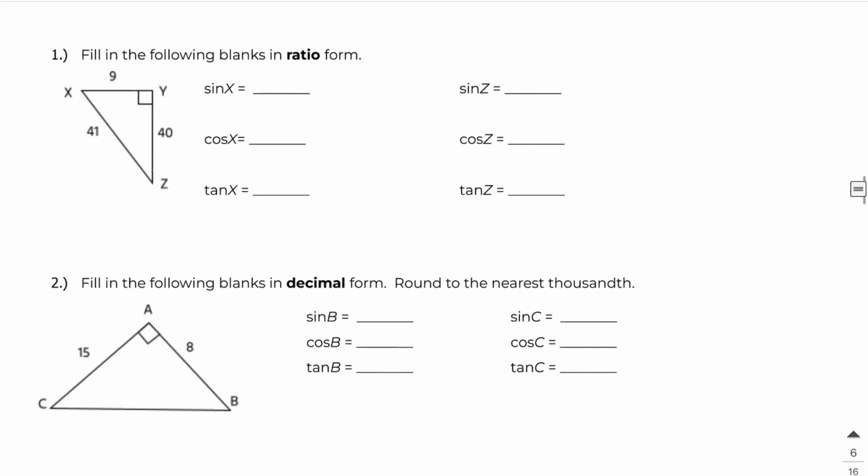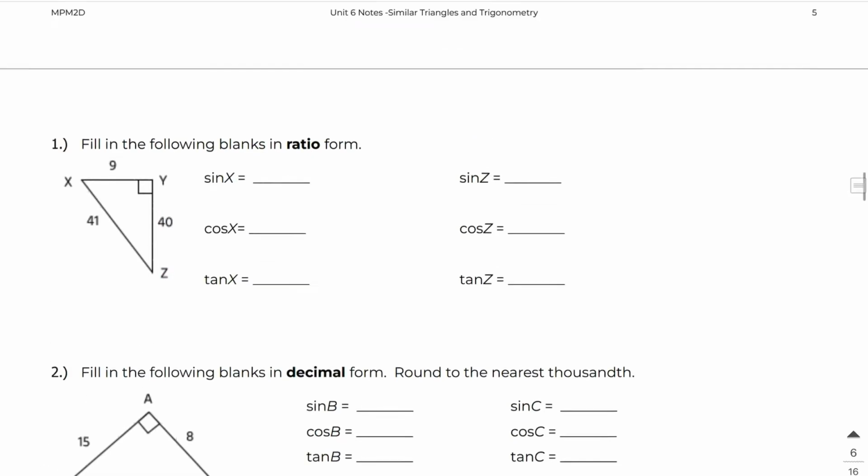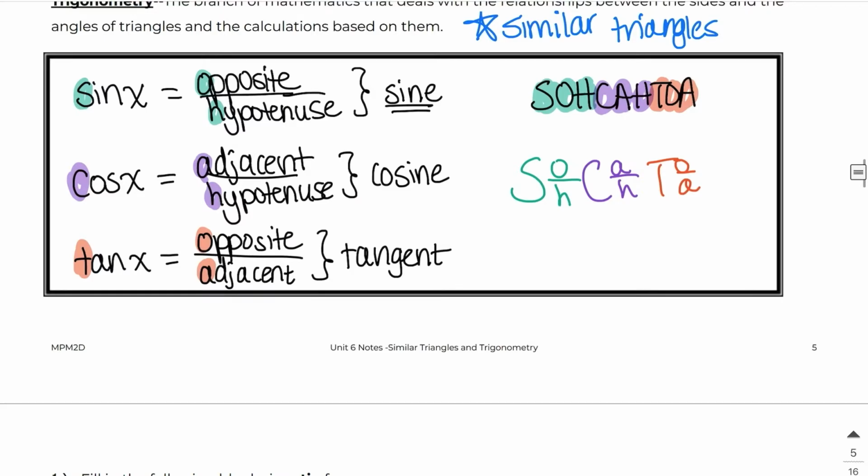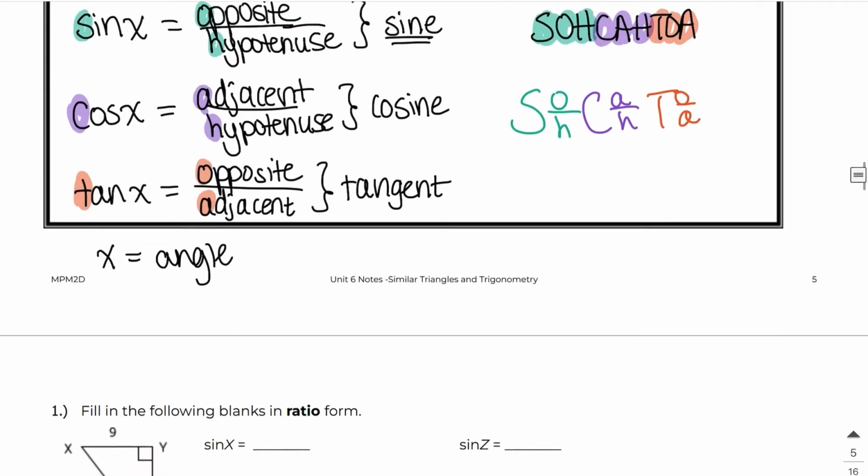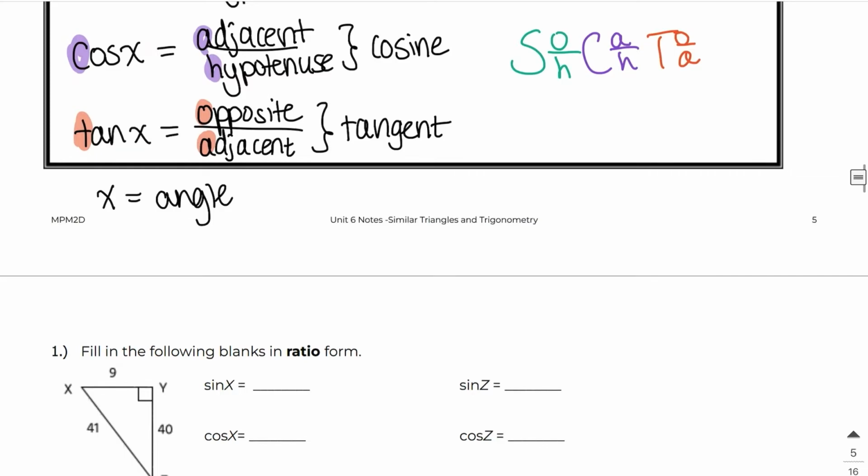All right, so let's apply this now. The first question says to fill in the following blanks in ratio form. So the first thing I'm going to do is fill in this part right here, because these are all based on angle x. By the way, x is an angle up here, so let's write down that x is an angle. And it always is sine, cosine, or tangent of an angle. So that's what trig tells us, is that no matter what angle we get, we will know how big the opposite over the hypotenuse is, how big the adjacent over the hypotenuse is. And we know that from the numbers that we type into our calculators.